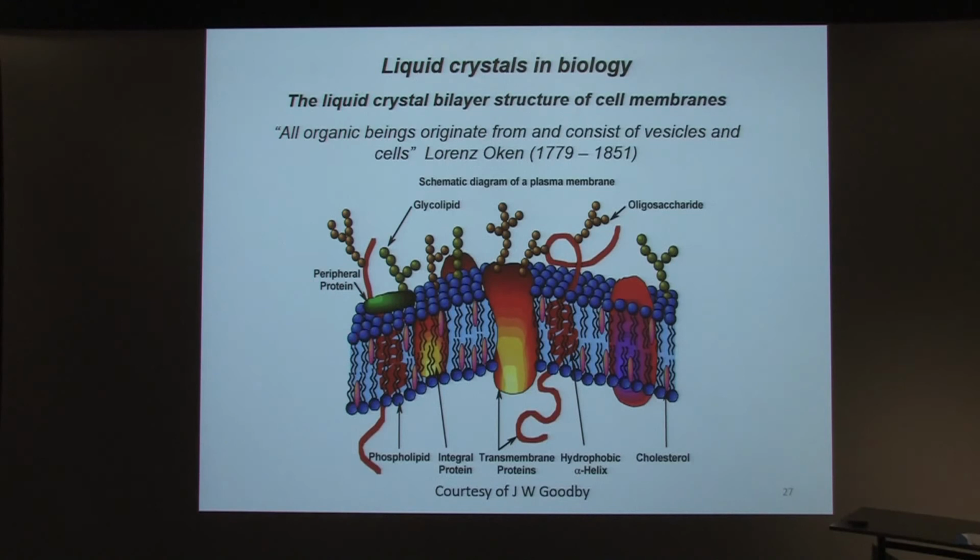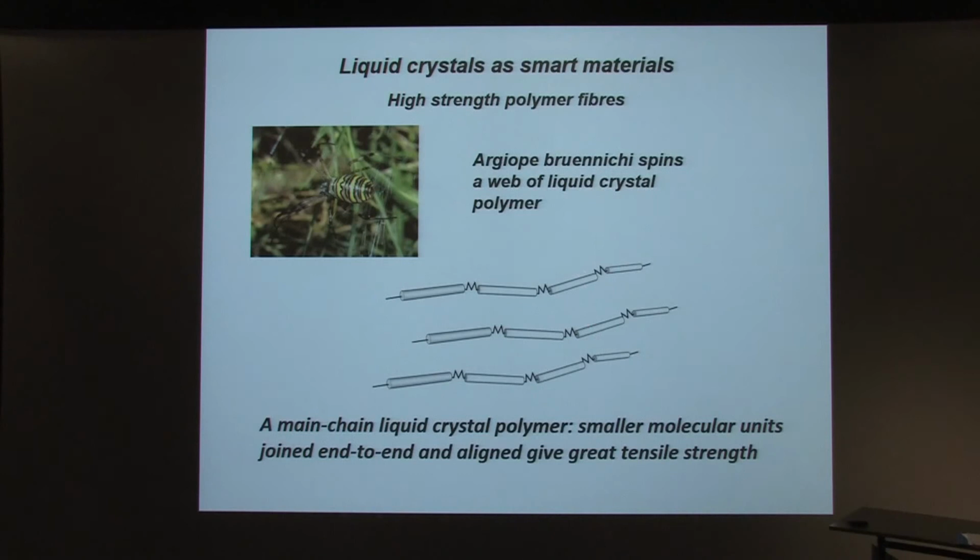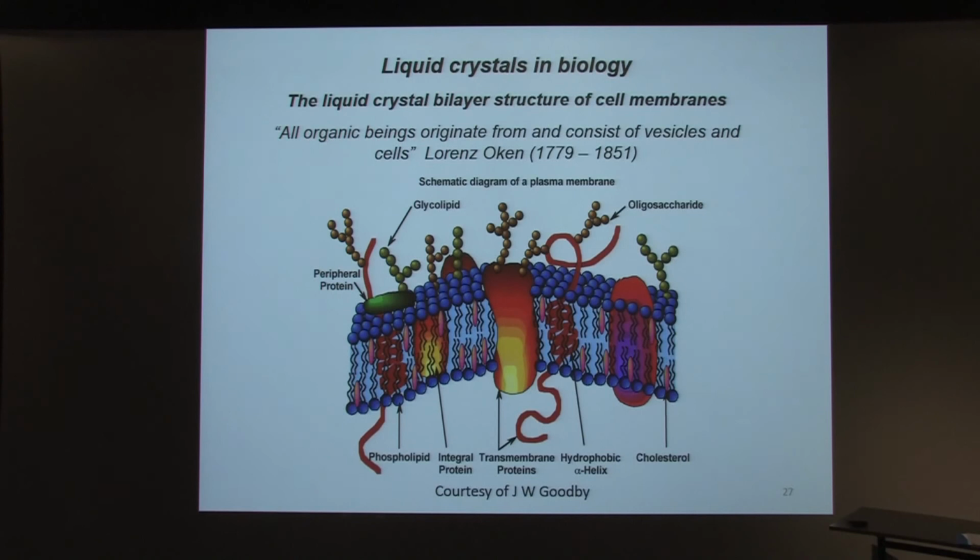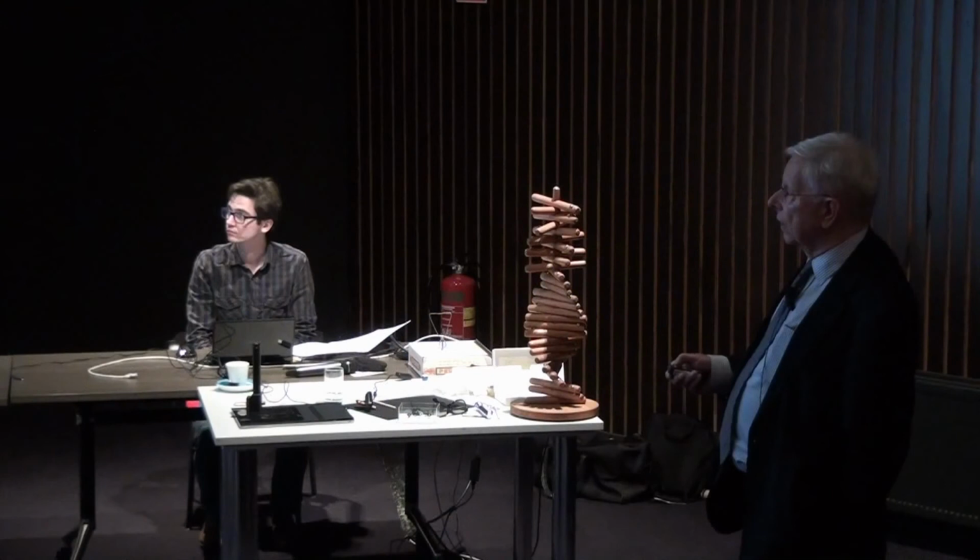So the liquid crystal particles are important in lots of different aspects of living systems. In particular, they form the membranes of cells. And this quote I put up there from a biochemist from the 19th century, that all of life originates from cells and vesicles. This is a part of the cell wall containing lots of proteins, and vesicles are basically cells, but without the proteins. They're sort of empty cases. But the important thing is that it's the lipids which are forming a smectic-like bilayer in the walls, and so the liquid crystals are important in life.